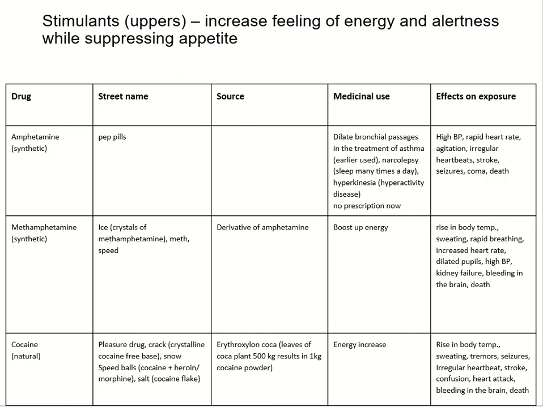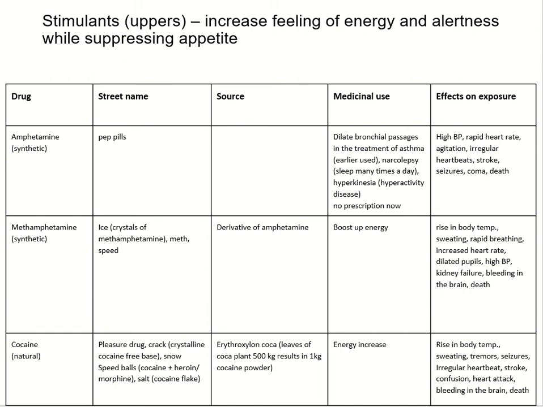Stimulants. Stimulants are also known as uppers. They increase the feeling of energy and alertness while suppressing appetite. Various drugs that come under this category are amphetamine, also known as pep pills, and methamphetamine, which is also known as ice or crystals of methamphetamine, meth, speed. Methamphetamine is derived from amphetamine.